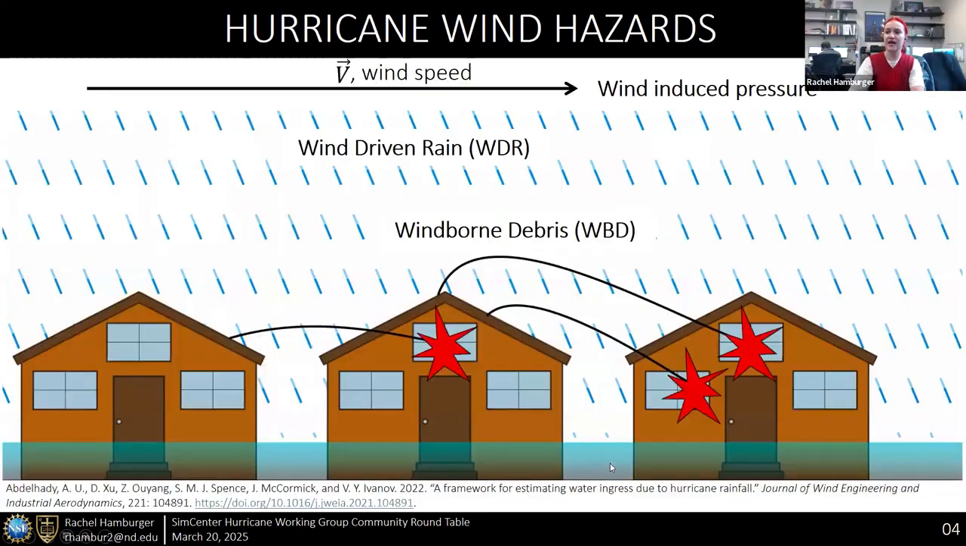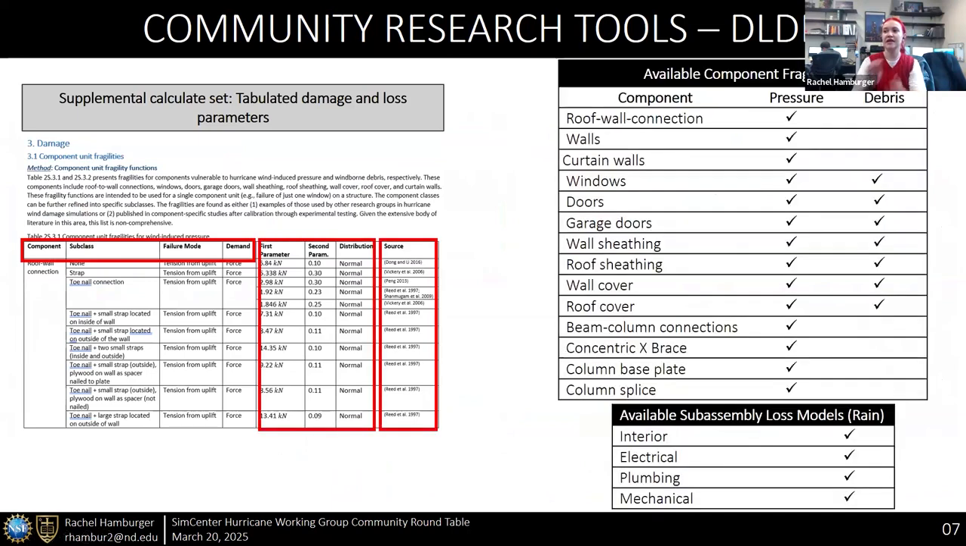Yeah, absolutely. In the library itself, we have over 100 fragility parameters, but with the diversity of components, that's all summarized in this table here. So the typical roof-to-wall connection, windows, doors, other openings, and then our sheathing and roof and wall cover are the common components that are seen in those single-family residential analyses.